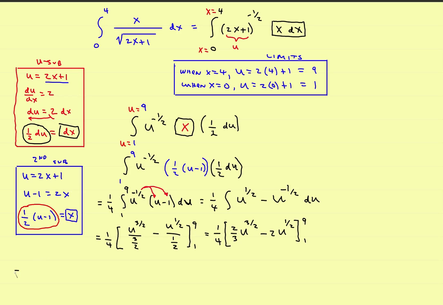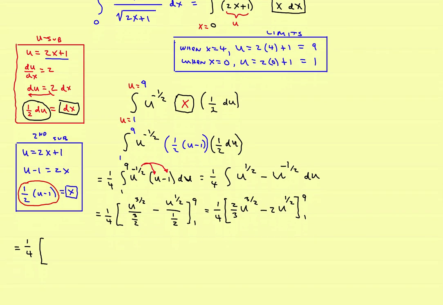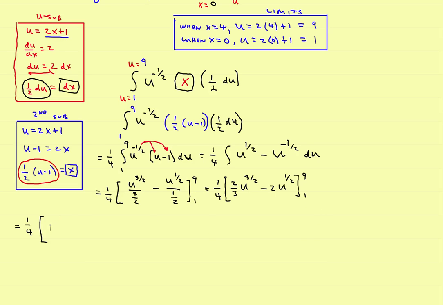Okay, now you'll just go ahead and plug in, first of all, the top number and then plug in the bottom number. So this would be 1/4 of, and we'll plug the top number in here. So plug in the 9. So this will be 2/3 of 9 to the 3/2 minus 2 times 9 to the 1/2. So there is the top number, then minus the bottom number. So plug in the 1. So 2/3 of 1 to the 3/2 minus 2 times 1 to the 1/2. So it looks like that.